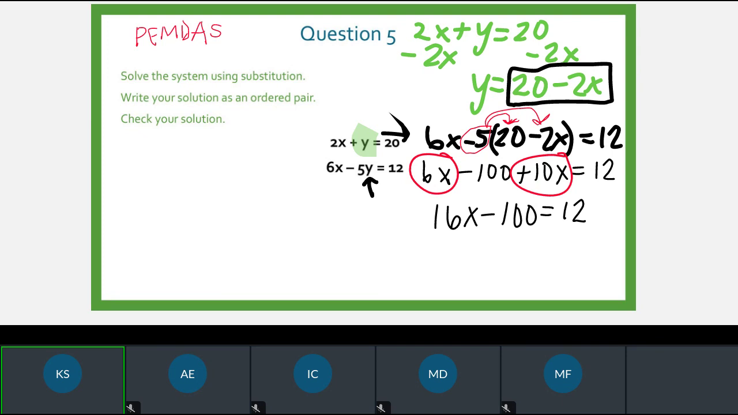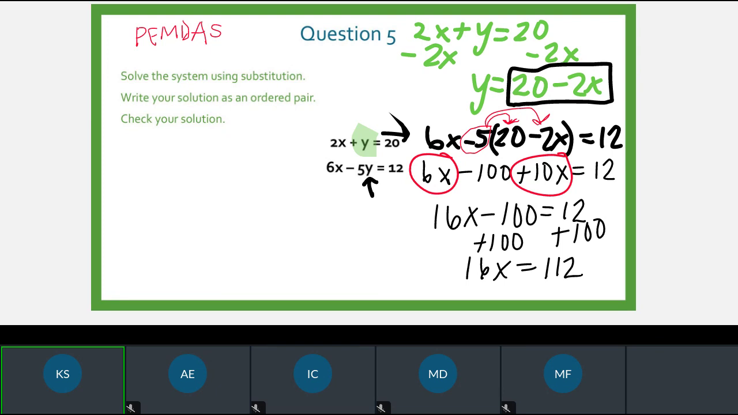Just read it out loud to yourself. So that's what's happening, right? 16x minus 100. So what's currently happening is I am subtracting 100. So we need to do the opposite. What's the opposite of subtracting 100? Good, Mason. Good. Okay, so we're going to add 100 to both sides. So 16 times x equals 112.